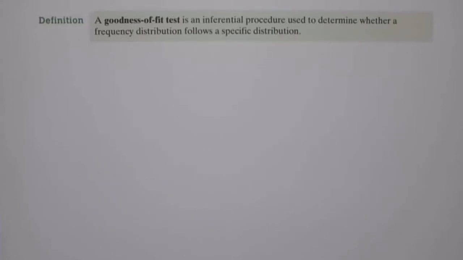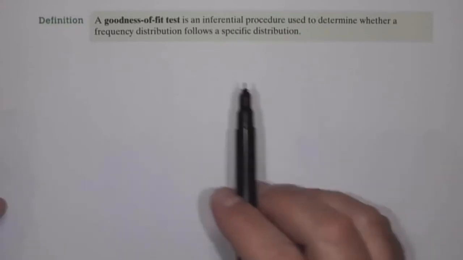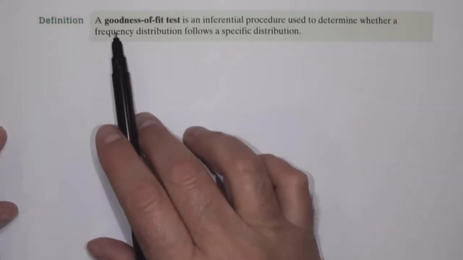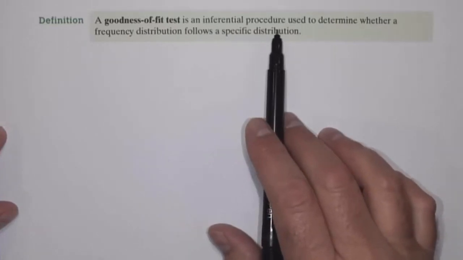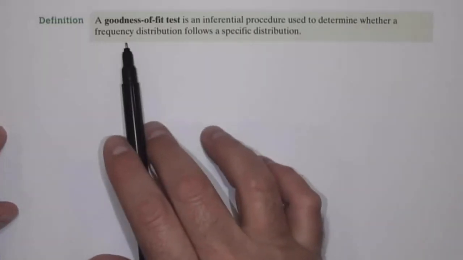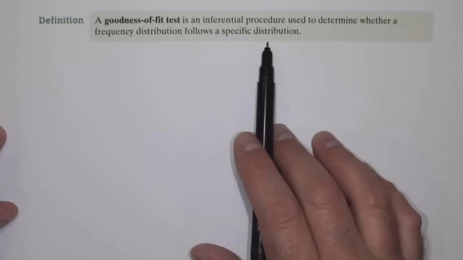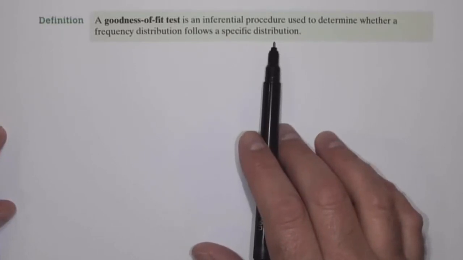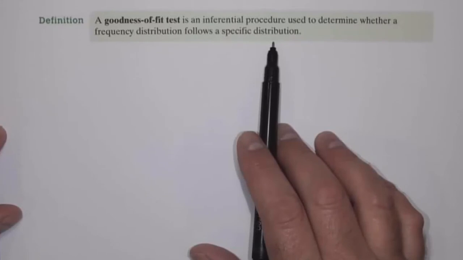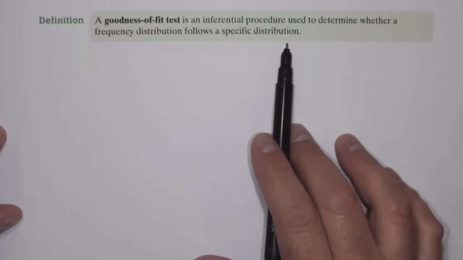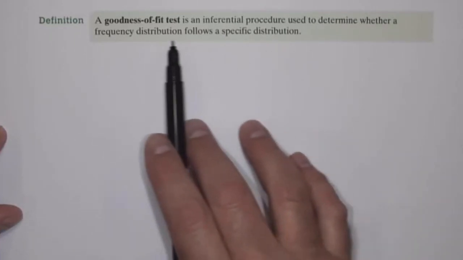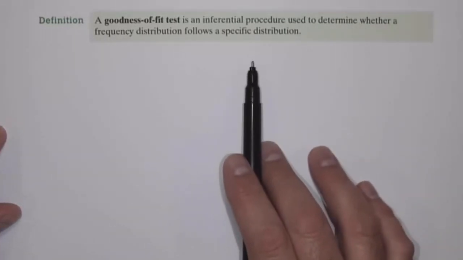In this video, we're going to look at another type of hypothesis test called a goodness of fit test. So, definition: a goodness of fit test is an inferential procedure used to determine whether a frequency distribution follows a specific distribution. In other words, there's supposed to be some specific distribution that's being followed, and we're going to check whether our data confirms that that specific distribution is being followed or not. And so again, we call this a goodness of fit test.